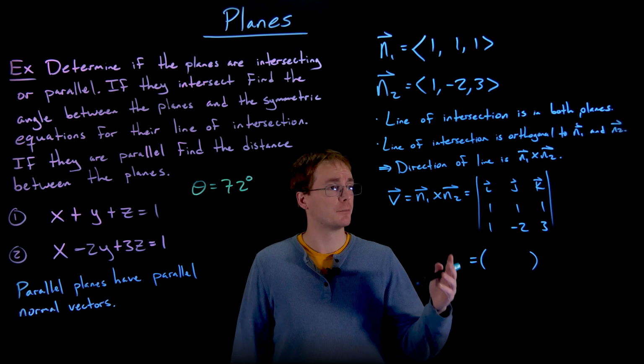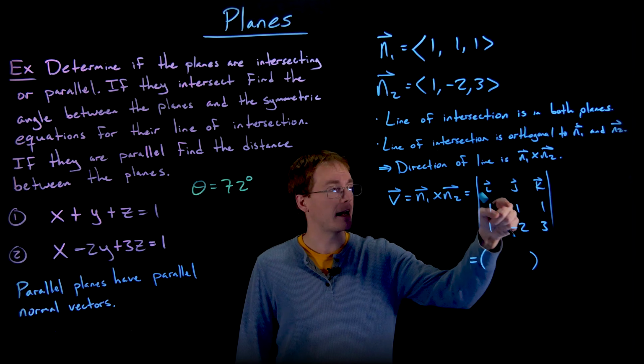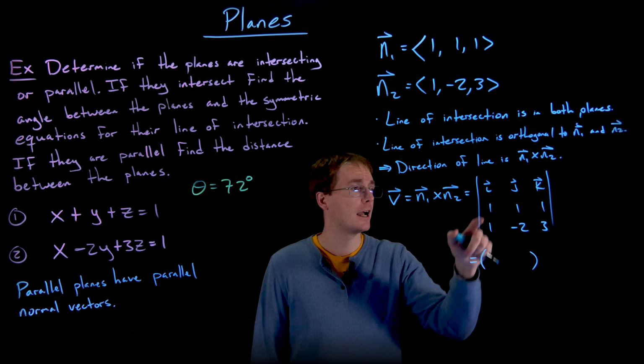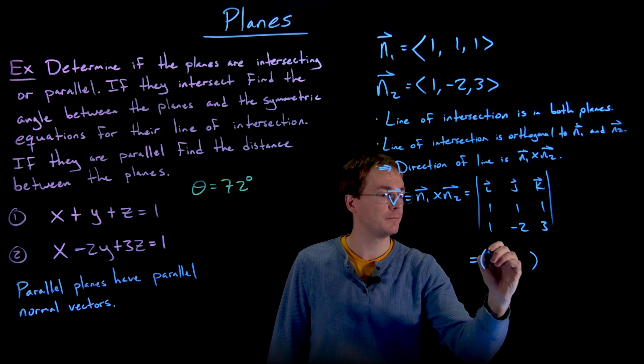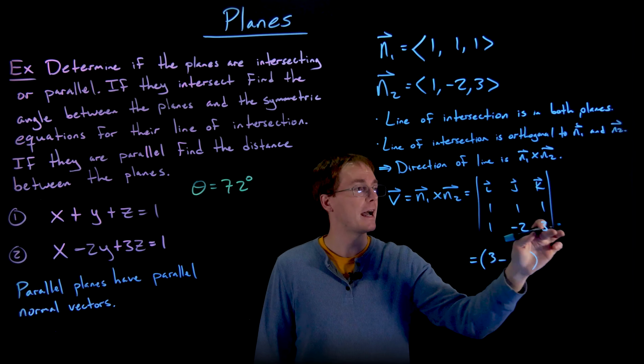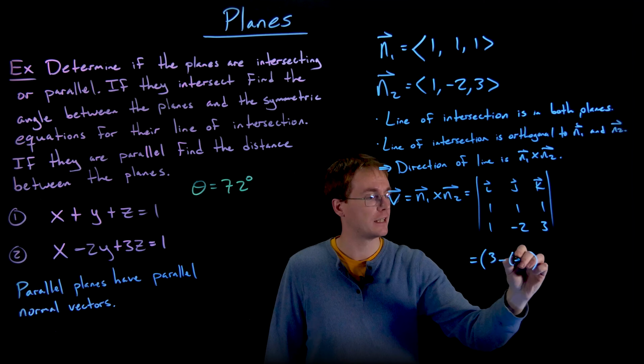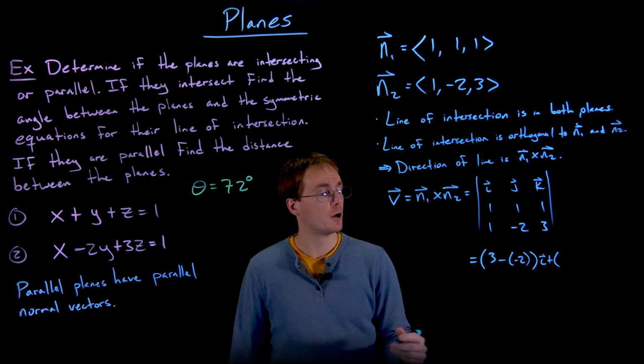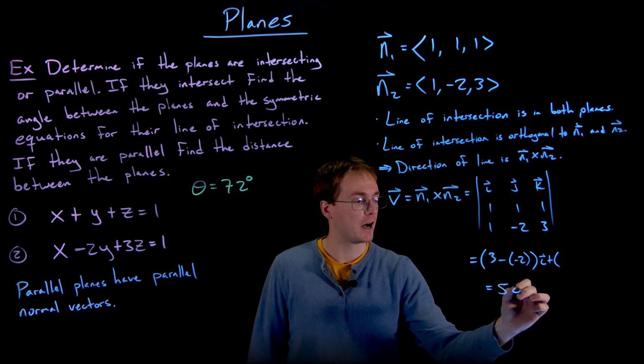To compute the i component, we look at the right diagonal that starts from i and subtract away from that the left diagonal that starts at i. The right diagonal will give us 3. We have to subtract away from that the left diagonal, which will give us -2. So our i component is eventually going to be 5i.